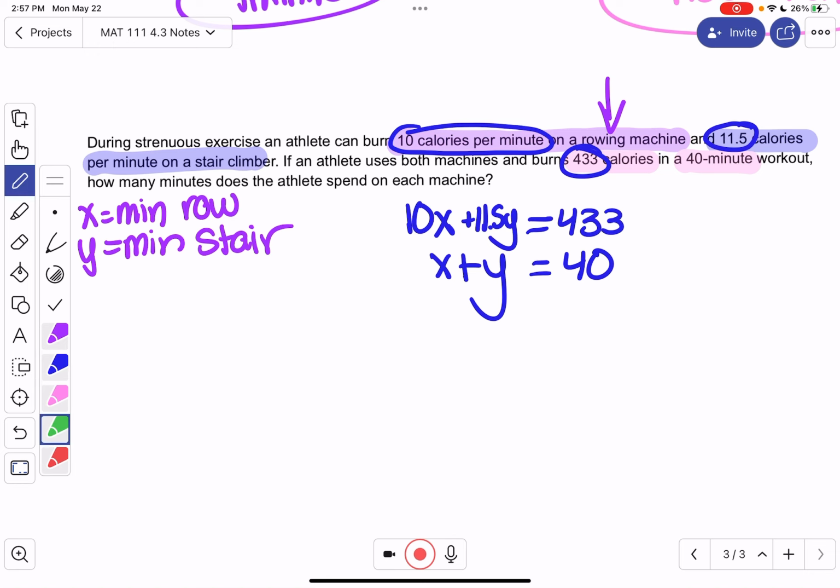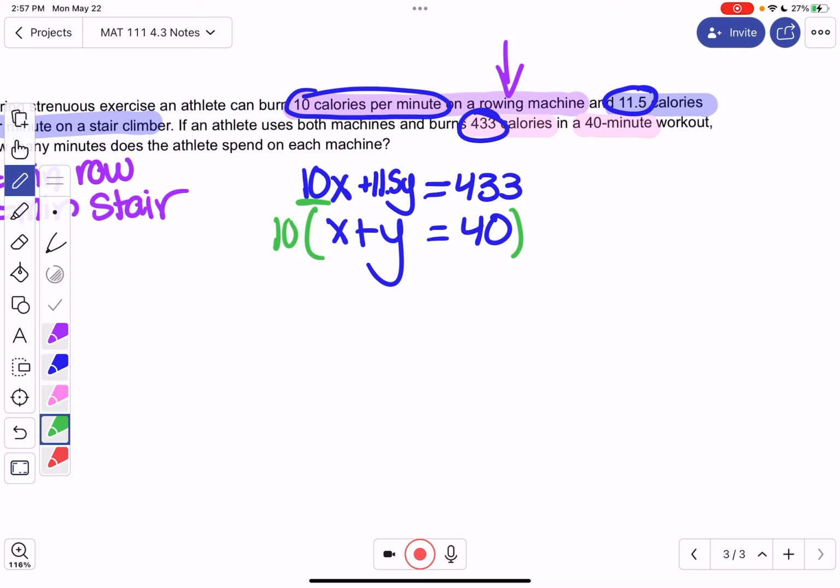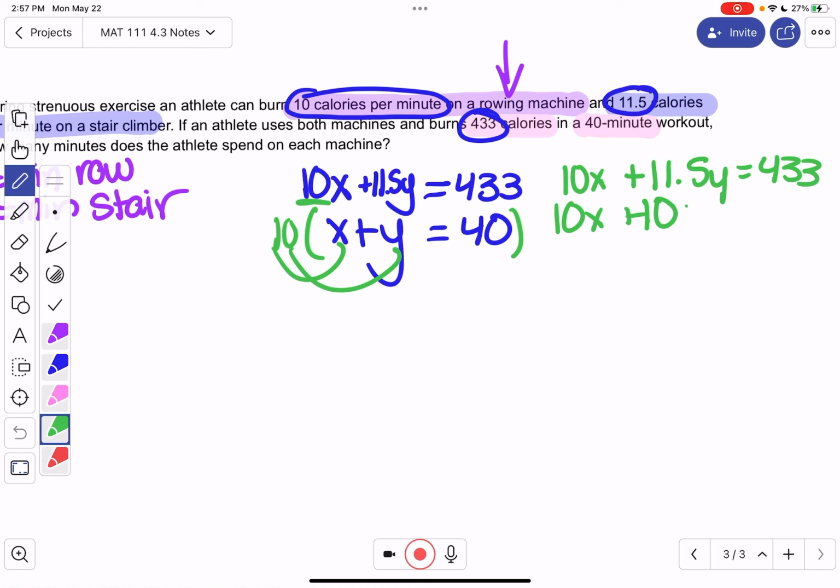Now we can solve. I'm going to multiply the bottom by 10 because there's a 10 in front of the x here. I could choose the 11.5 and make the y's the same, but I'm choosing the 10 because multiplying by 10 is simpler in my brain. So the top, I'm going to just carry over. 10 times x is 10x. 10 times y is 10y. And 10 times 40 is 400.